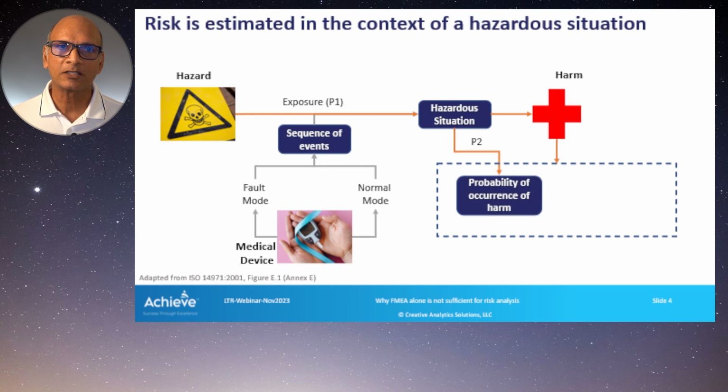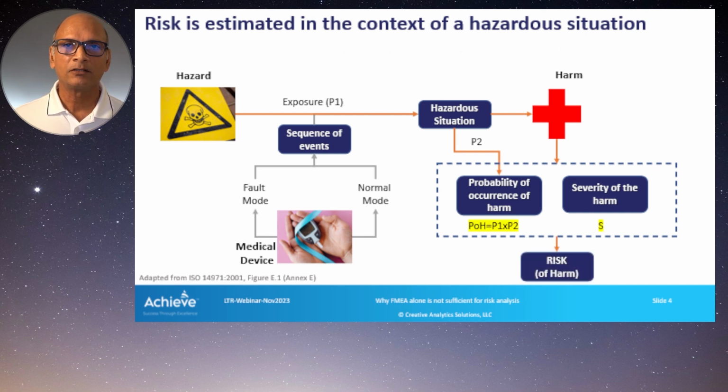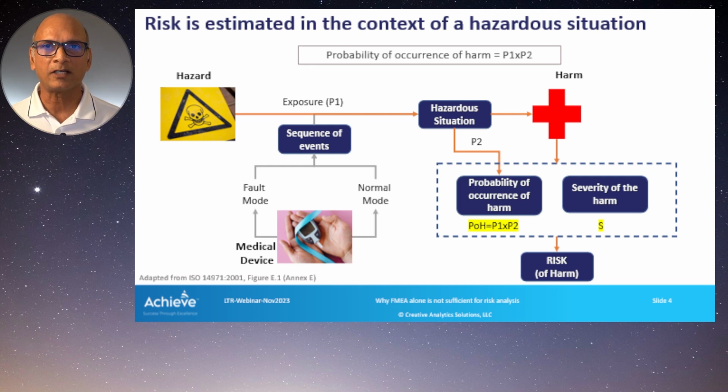Now, what happens when the hazardous situation occurs? There's another probability, the probability of occurrence of harm, which is P2, and severity of harm, and we combine these elements to estimate the risk of harm as a combination of severity and probability. Nowhere in this schematic are we talking exclusively about failure modes. They are part of P1, but not all of it. And that's the most important point to take away from this slide: the probability of a failure mode from a given cause producing a given effect is not the same as P1. P1 is different. And that is the most important reason to understand that FMEA alone is not sufficient.